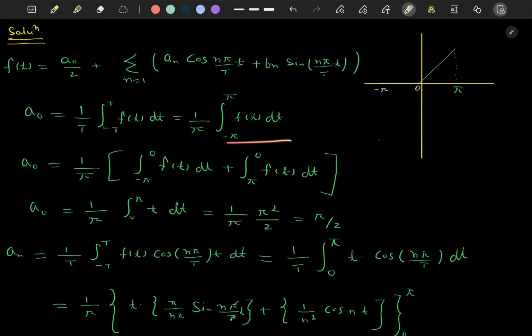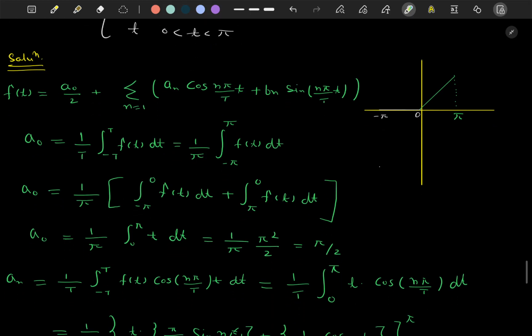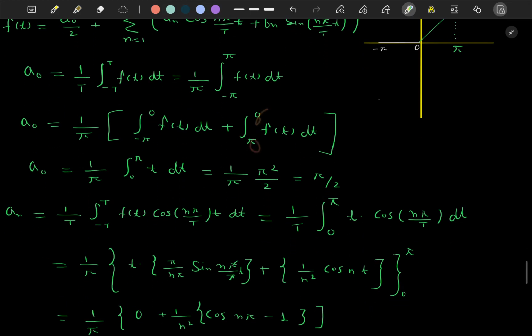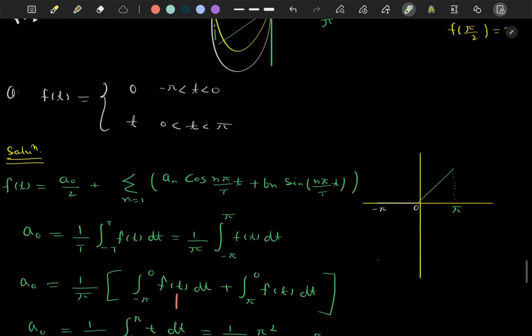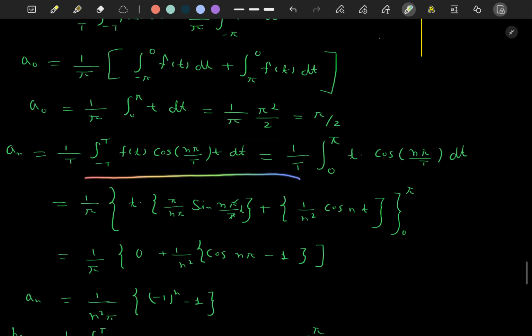So the value of a naught will be 1 by pi, minus pi to 0, because the function is defined in two limits, minus pi to 0 and 0 to pi. So 0 to pi will come here. So here the function is 0 from minus pi to 0, and here t will come. So integral of t dt is t square by 2, pi by 2, and 1 by T f of t cos n pi t by T dt, 1 by T. So you can also put pi here because the interval is pi. The period is 2 pi, so T is pi.